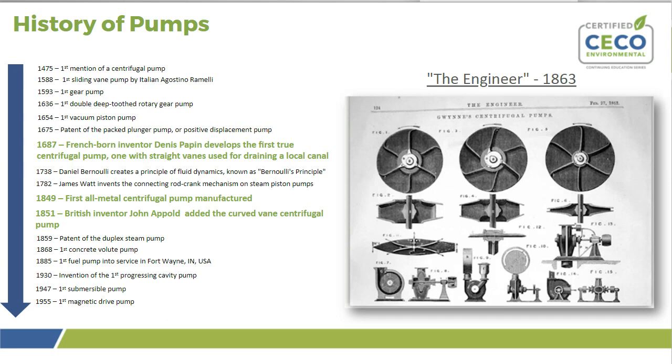Looking at this picture to the right from The Engineer in 1863, I thought this was pretty neat because it's actually highlighting early centrifugal pump design. It's looking at casing design and impeller design. And it highlights that while certainly we've come a long, long way in terms of optimizing performance with all the capabilities and tools that we have today, it's just very interesting to see that the concepts that we're dealing with today also existed back then.